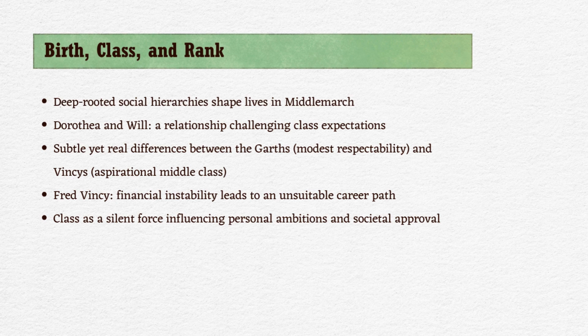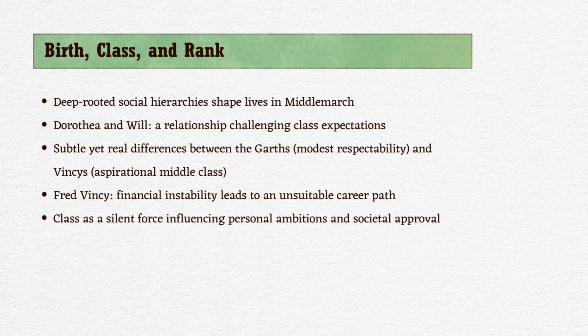Dorothea's relationship with Will Ladislaw is a prime example. Will, though intellectually capable and morally sound, is seen as a socially inferior person due to his mixed background and a lack of secure inheritance. This growing closeness causes disapproval because it disrupts the expected norms of marriage alliances based on class standing.